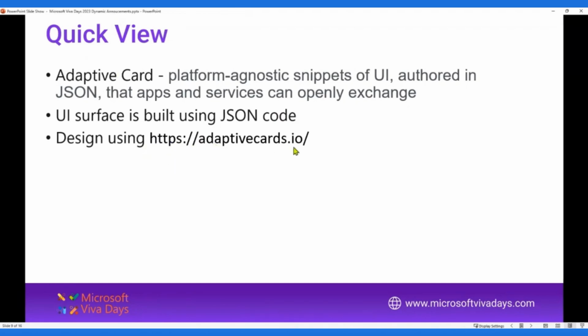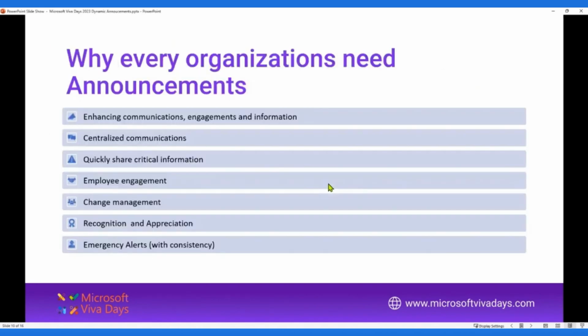There is a designer available, which we will see in the demo part. Using that, you can create your adaptive card design or the JSON file, and you will be able to use that JSON schema in your adaptive card extension to build the quick view.